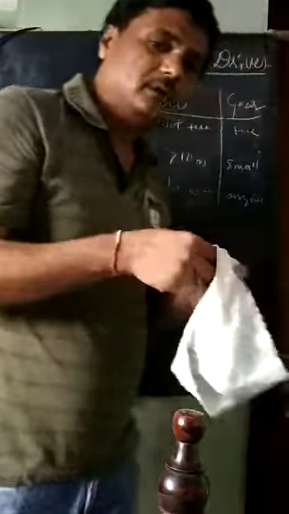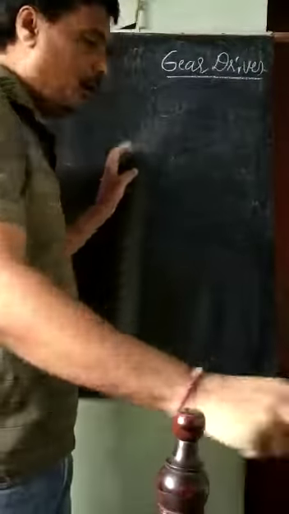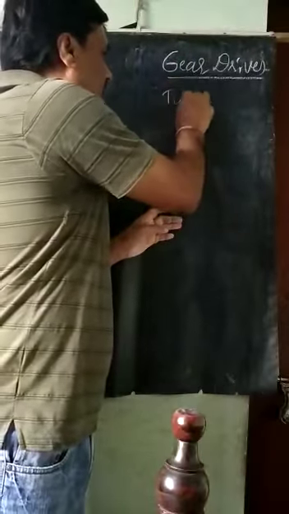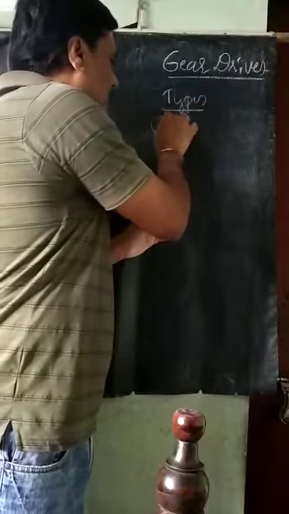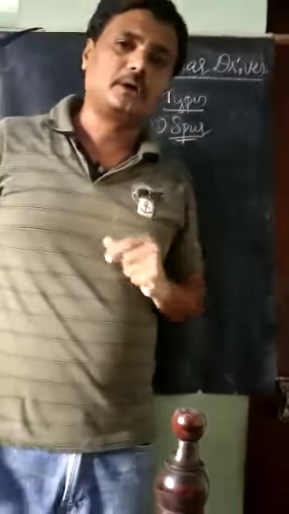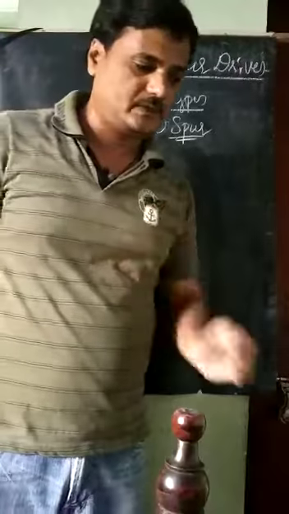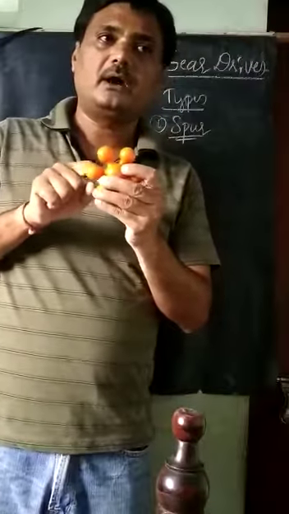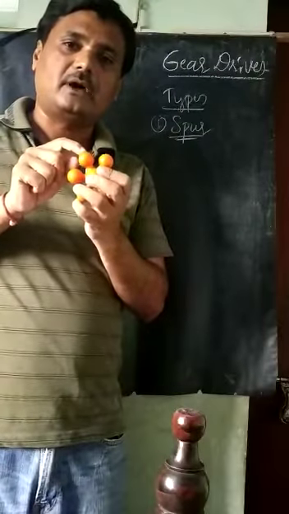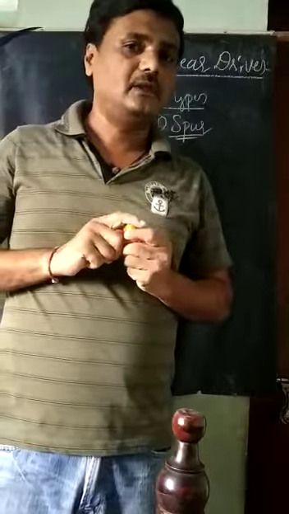The next one is the types of gears. One by one we will see these types of gears. First is the spur gear. What does spur gear mean? When the teeth made on the periphery of the cylinder are parallel to the axis of the shaft, they are called a spur gear.